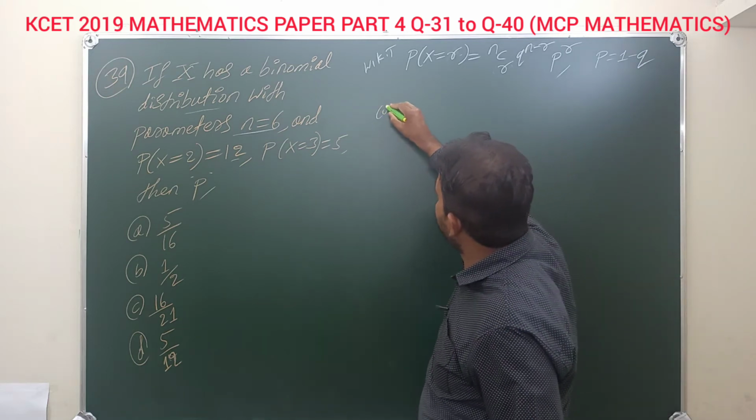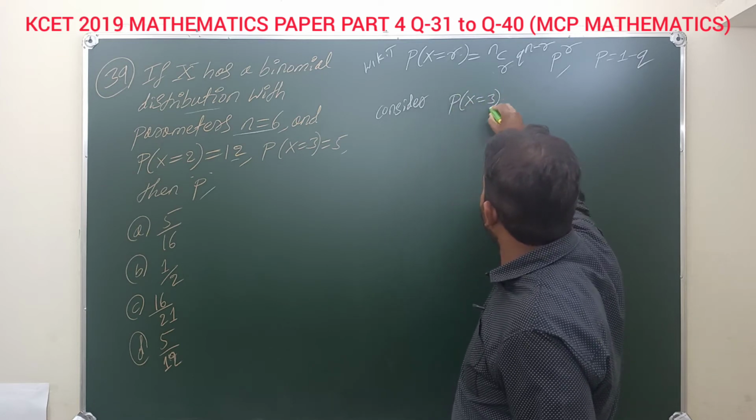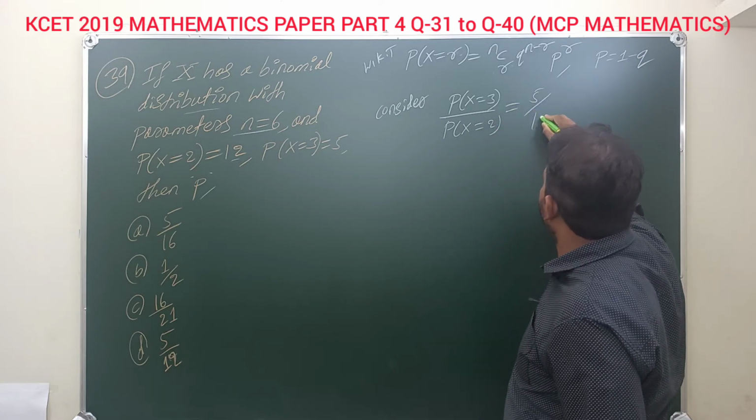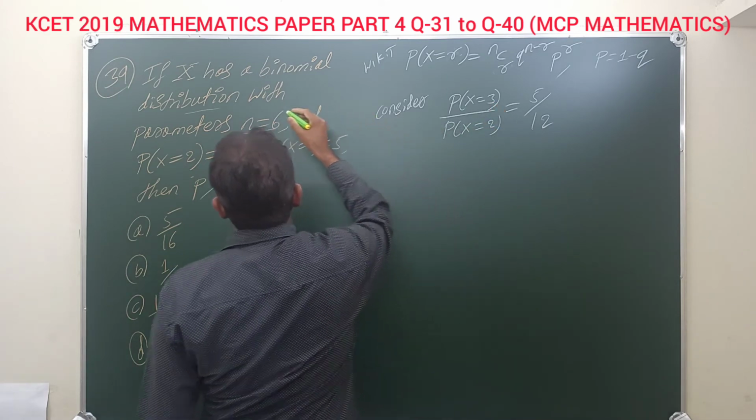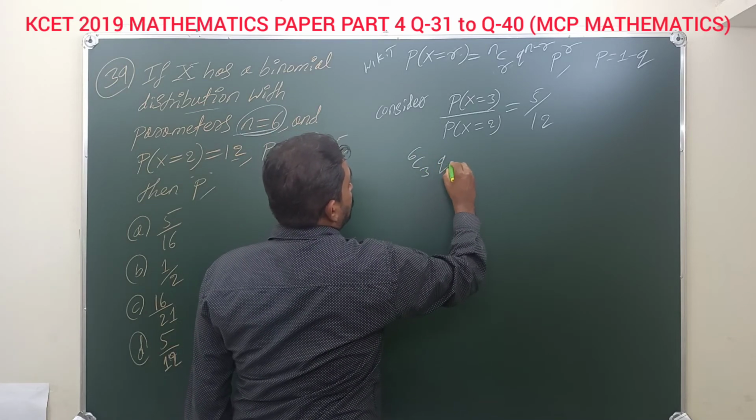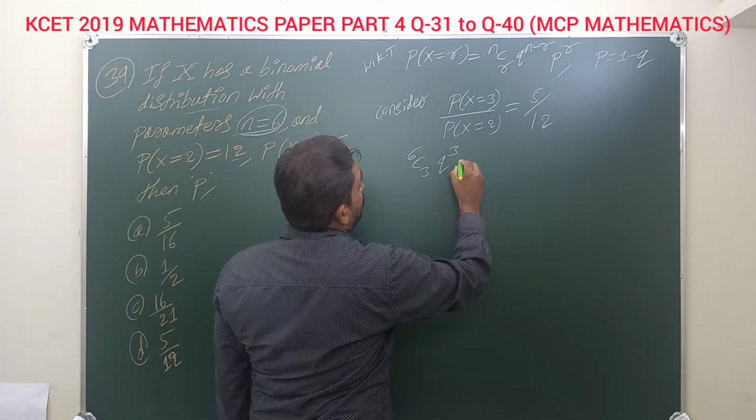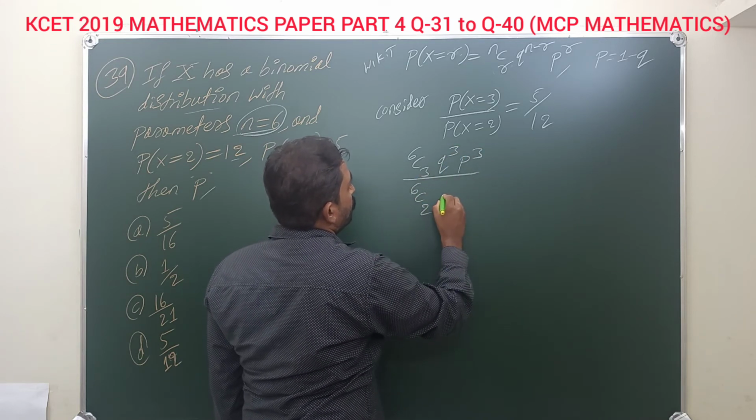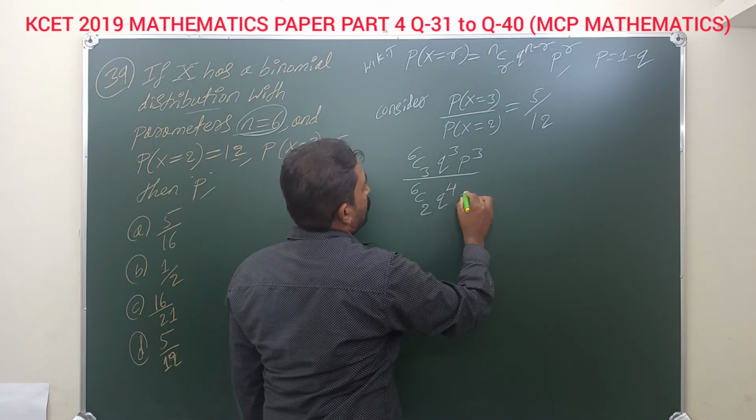So consider in this case, probability of x is equal to 3 divided by probability of x is equal to 2, which is 5 by 12. Using the formula, probability of x is equal to 3 can be written as, here n is 6, 6C3 q to the power of n minus 3, p to the power of 3, divided by 6C2 q to the power of 6 minus 2, 4, p to the power of 2, equal to 5 by 12.